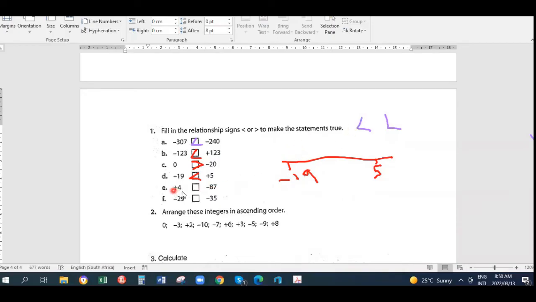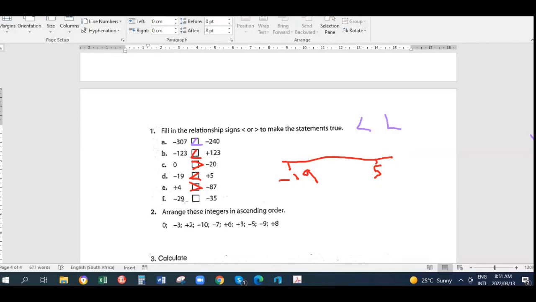So if you look at positive 4 and negative 87, negative 87 is going to be on this side. The 4 is going to be on that side, which means the 4 is greater than that. It's not less than. So in that case, the 4 will be greater than.